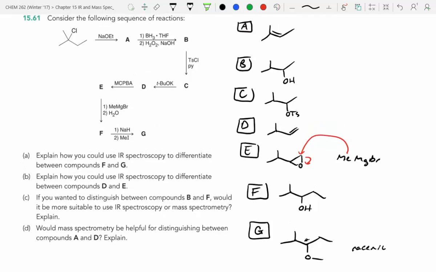All right, so now let's look at the questions. How can we use IR to distinguish between F and G? Look for a hairy beard for the alcohol. Or no beard. Do alcohols have hairy beards or broad tongues? Broad tongues. So you should see a broad tongue in around that 3000 region to be able to distinguish between F and G. Then it says, how can we distinguish between D and E?